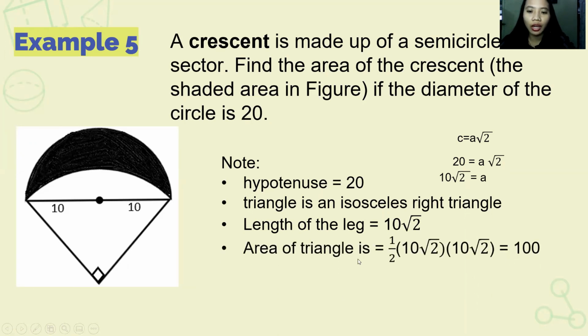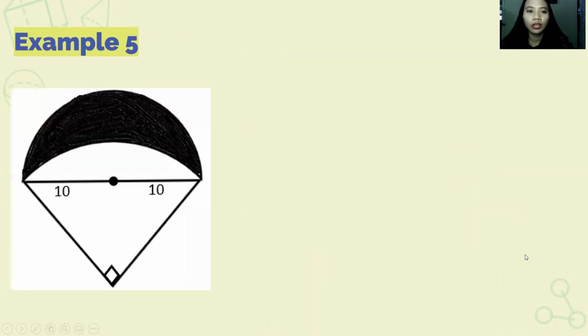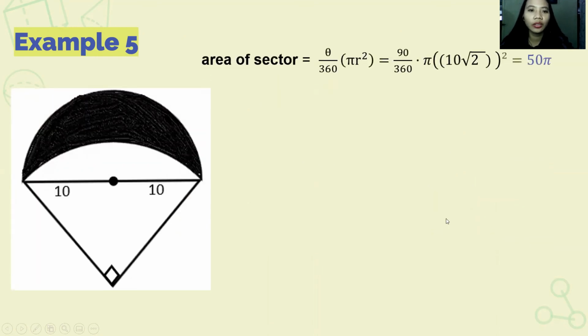Now let us find the area of our triangle. 1/2 times the legs: 10 square root of 2 times 10 square root of 2 is equal to 100. Let us find now the area of our sector. The formula of the sector is theta over 360 times pi r squared. Given that this is 45, 45, 90, since it is isosceles, let us put here the angle, which is 90 over 360 times pi times 10 square root of 2 squared. So we have 50 pi.